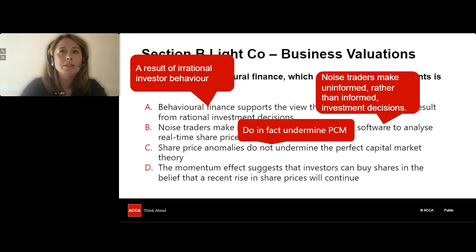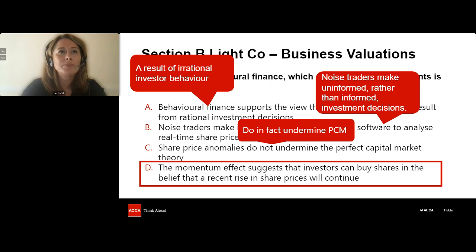So the only correct statement is therefore D, the momentum effect, which means that as share prices increase, they will continue to increase. So investors keep buying them. Or the opposite, if share prices are falling, then again, people will be selling. That's called the momentum effect. So that is a correct statement.